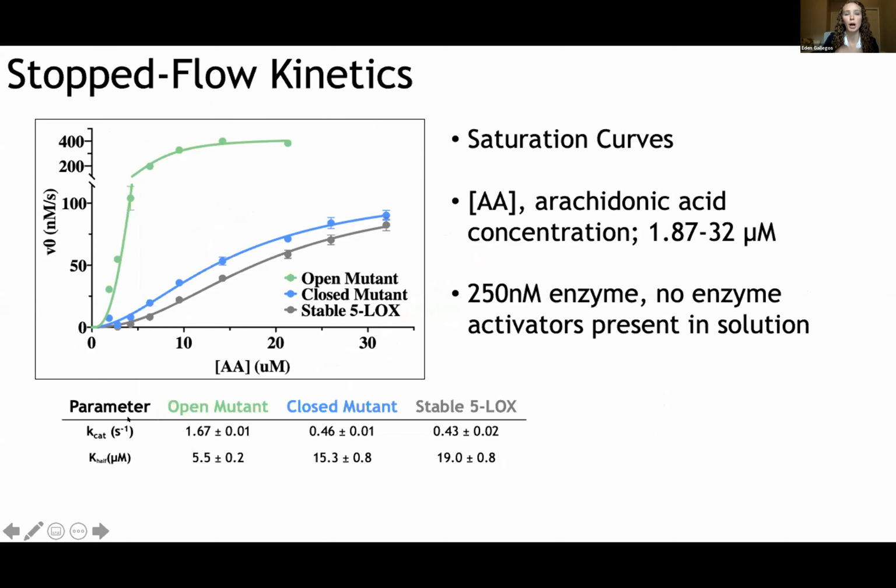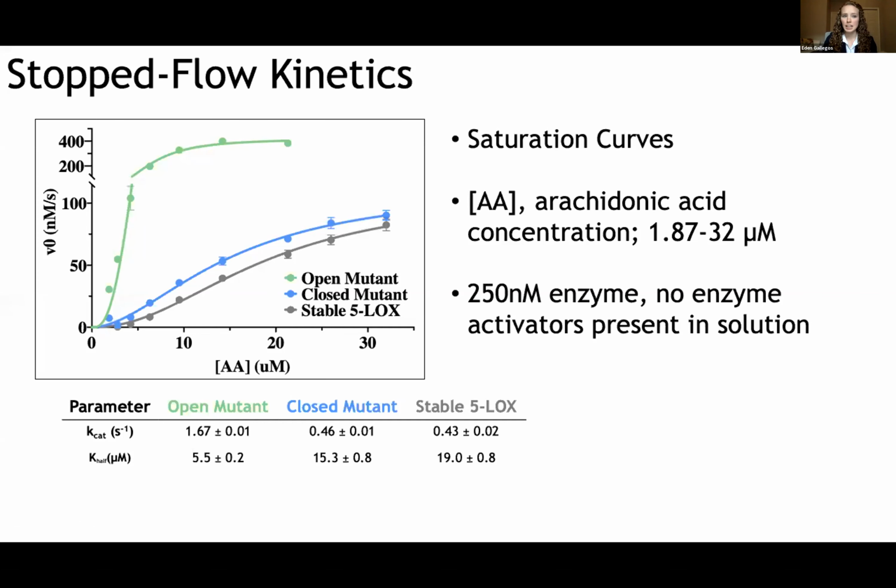The K-cat, or product turnover number, was increased by a factor of 4 for the open mutant. And then similarly, the substrate affinity, reflected by the K-half here, was around 4 times greater for the open mutant, as higher affinity is associated with a lower K-half.